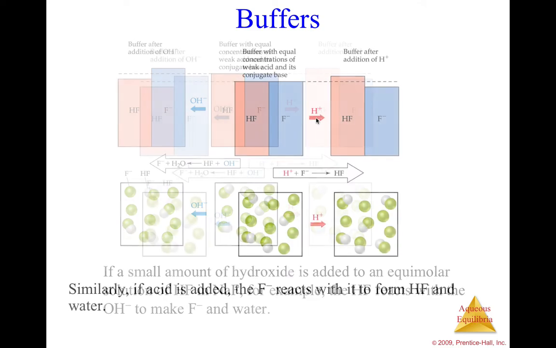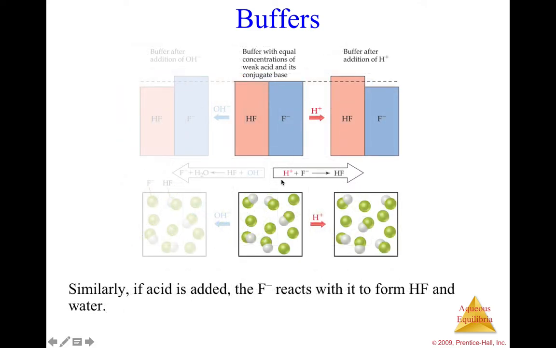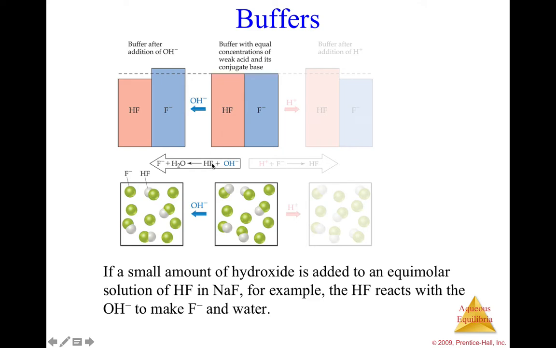We can also look at a buffer adding H plus. H plus reacts with the conjugate base, so acids and bases react to make more HF. So after the addition of a small amount of H plus, we still have a buffer solution. The pH will be very similar. So again, the H plus would just protonate some of the F minus to make more HF. So similarly, if an acid is added, the F minus reacts with it to form HF in water. So it's really important to remember acids and bases react. Acid and base react to form the HF. Over here we had our weak acid, strong base reacts to form the F minus in water. So those are two really important reactions for these problems.